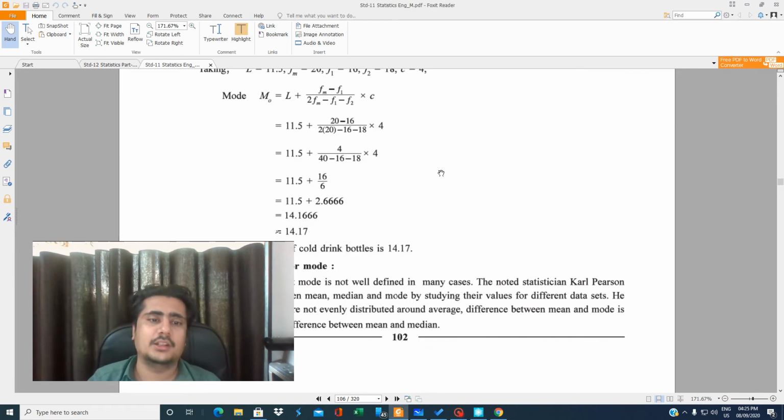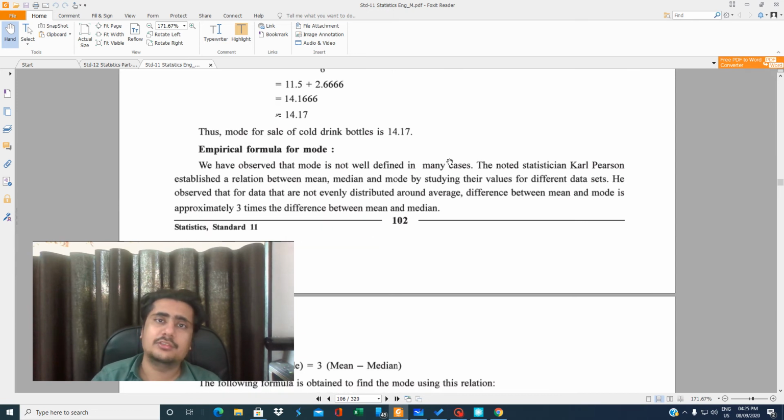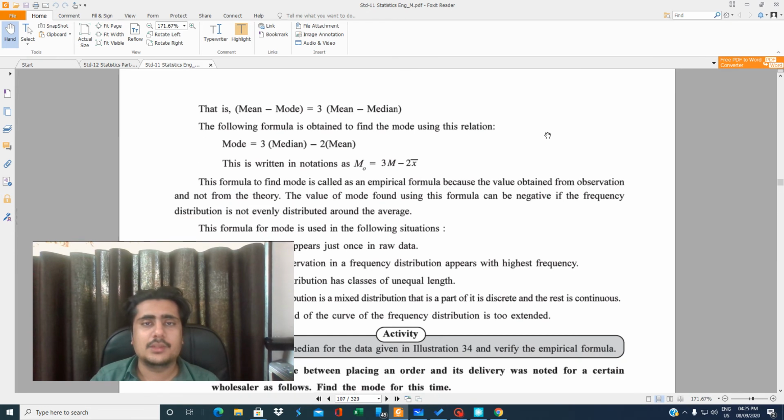My name is Yogesh and we are doing standard 11th statistics. We are doing chapter number 3 and so far we were doing mode. In mode we have started this empirical formula. Remember what this empirical formula was? Mode is equal to 3m minus 2x bar. What is m? M for median. What is x bar? X bar for mean. That means you have to first find median, then mean, and then mode. So mean and median should be solved before finding the mode.